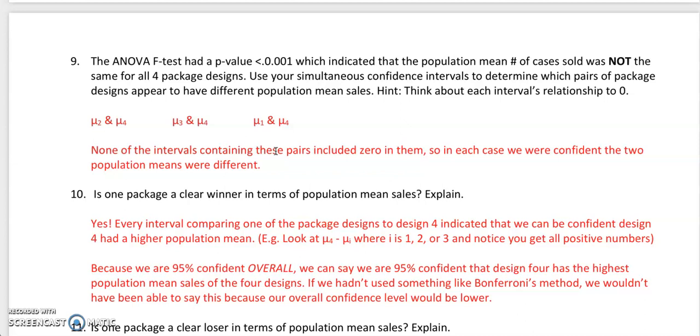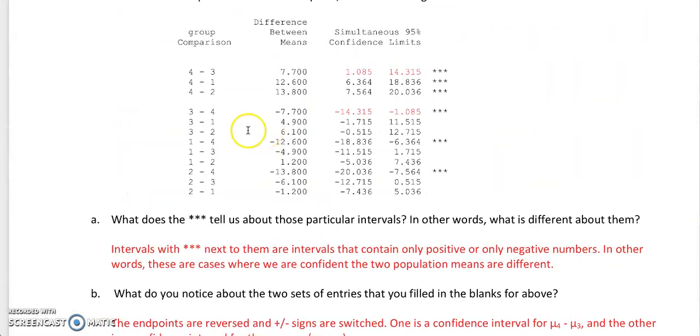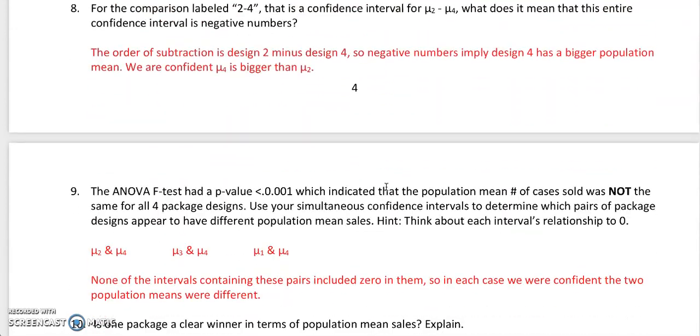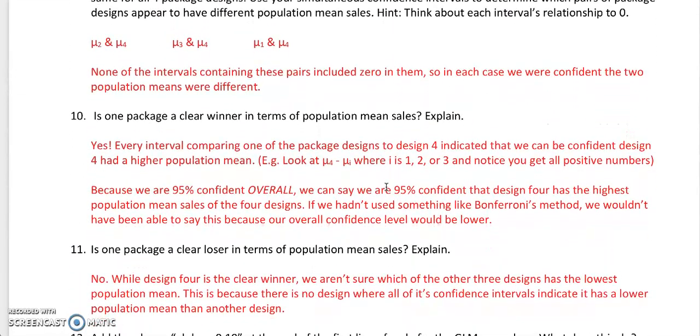But when we only compare 1, 2, and 3, it seems like we're actually not sure if any of them have higher or lower population means than another. Because if I compare, say, 1 to 3, my interval contains positive and negative numbers. If I compare 1 to 2, it contains positive and negative numbers. And if I compare 2 to 3, it contains positive and negative numbers. So for each of those comparisons, I'm not confident that either design has a higher population mean than the other. So it looks like there isn't actually a clear loser.